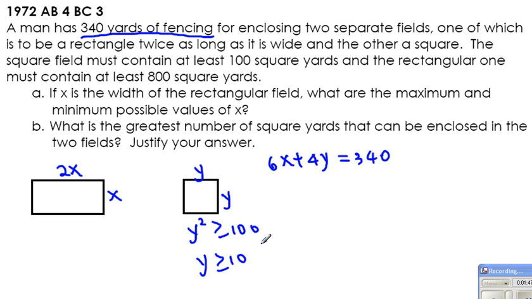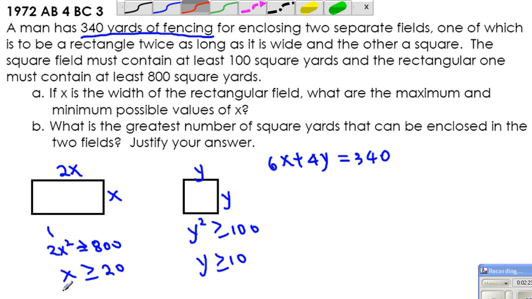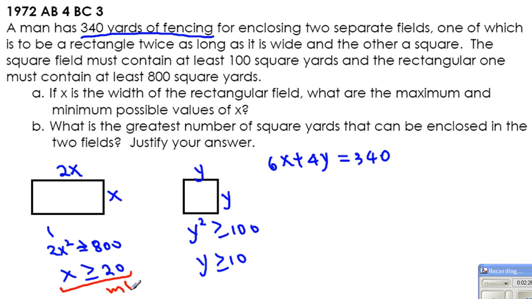Then the rectangular field must be at least 800 square yards. So 2x squared has to be greater than or equal to 800, so x must be greater than or equal to 20. Now, question number 8. If x is the width of the rectangular field, what is the maximum and minimum? We already found the minimum, which is 20. But how are we going to find the maximum? Maximum can be found in this way.